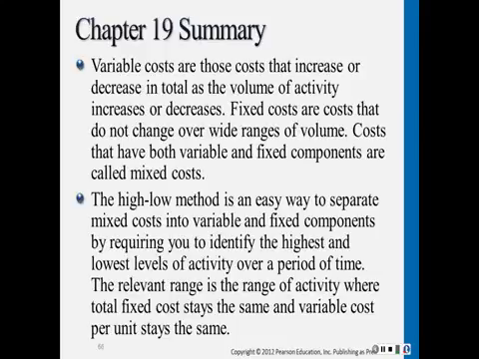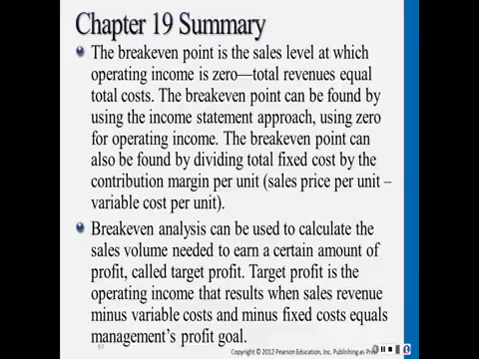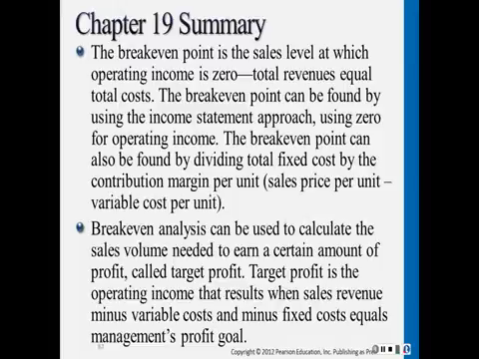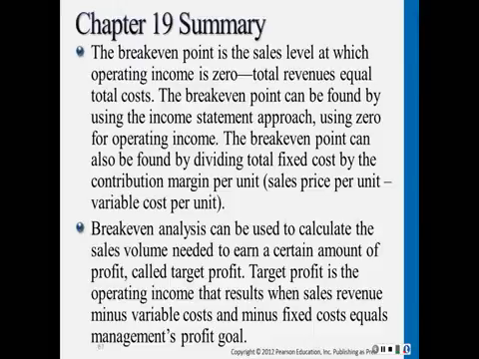The relevant range is the range of activity where total fixed costs stay the same and variable costs per unit stay the same. The break-even point is the sales level at which operating income is zero, total revenues equal total costs. The break-even point can be found by using the income statement approach, using zero for operating income. It can also be found by dividing total fixed costs by the contribution margin per unit. That's sales price per unit minus variable cost per unit.